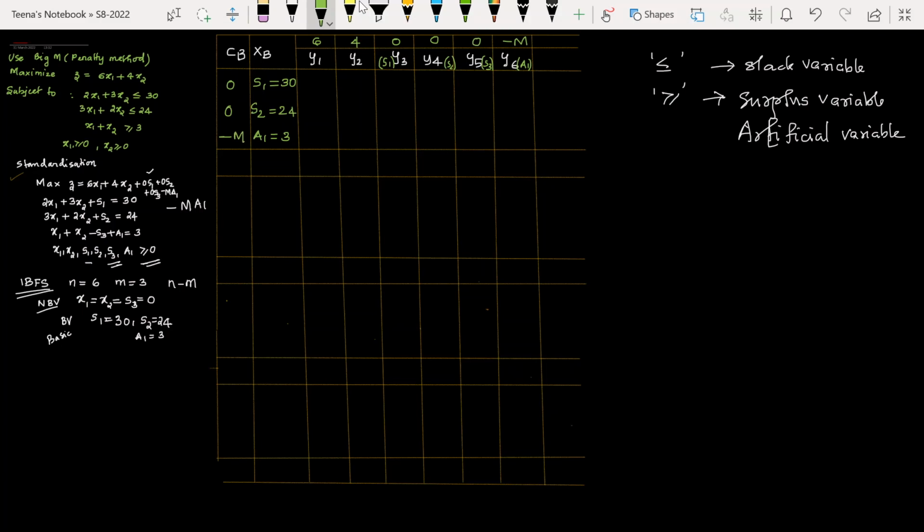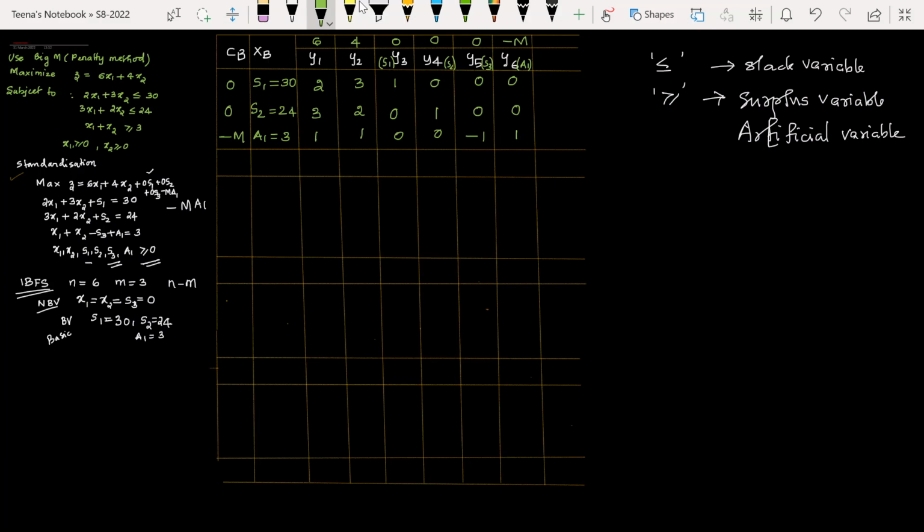Now let us take the coefficients of x1 from each of the three equations. So 2 is the coefficient of x1 from the first equation, 3 from the second equation, and 1 from the third equation. Then 3, 2, 1 are the coefficients of x2 from the three equations. Then 1, 0, 0 are the coefficients of S1 because S1 is present only in the first equation. 0, 1, 0 form the coefficients of S2 because S2 appears only in the second equation. Then 0, 0, minus 1. These are the coefficients of the surplus variable. Then we have 0, 0, 1 as the coefficients of A1.